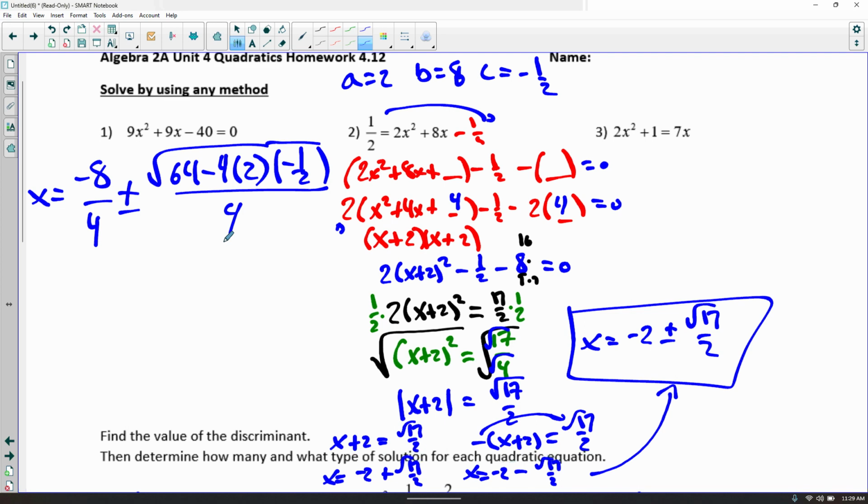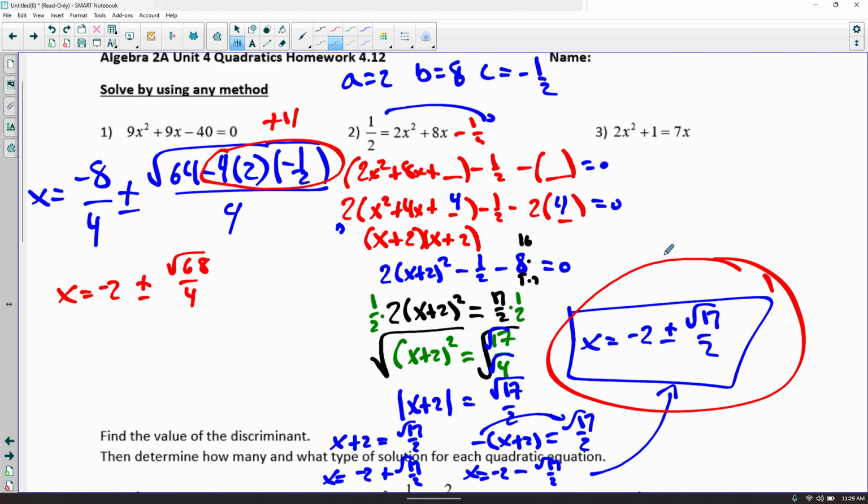Now, take a look at this right here. We're gonna multiply that out. What is negative 4 times 2 times the negative 1/2? Positive 4. That's correct. So, this reduces down to just a negative 2. 68 over 4. Can't leave it like that. This is my answer right here. We're pretty close to it, though. We just got to fix the 68.